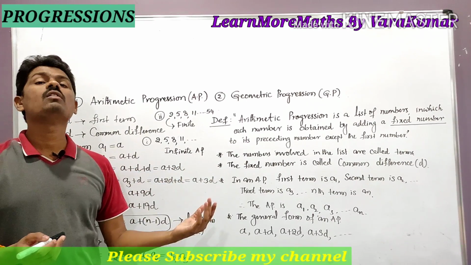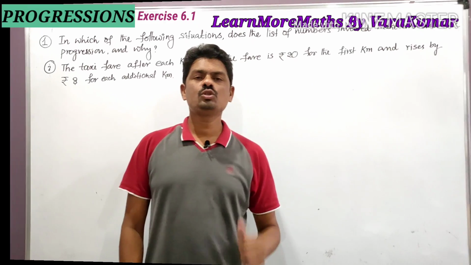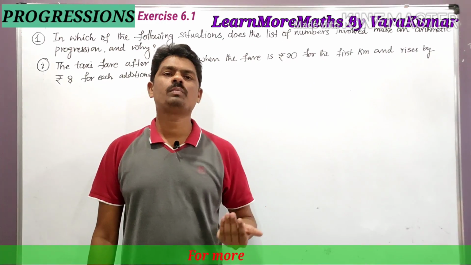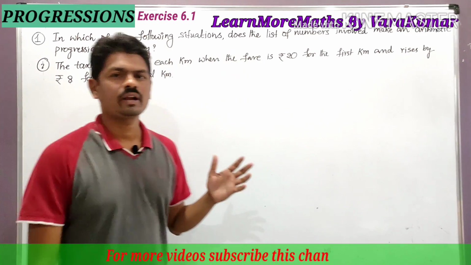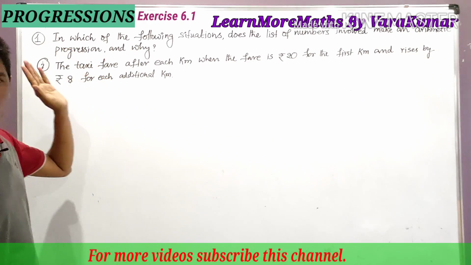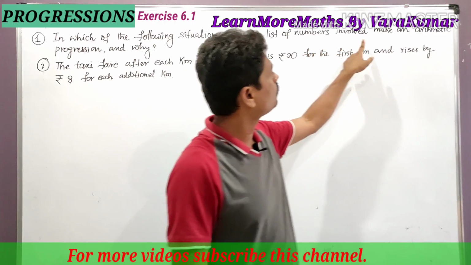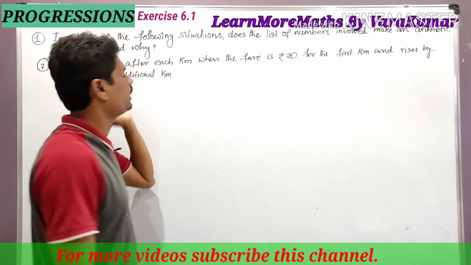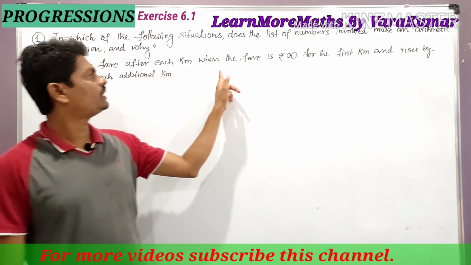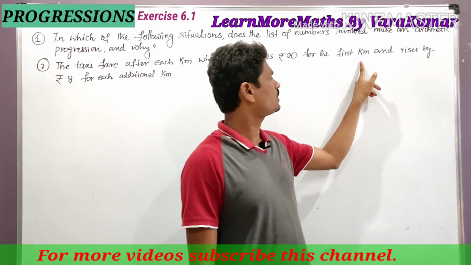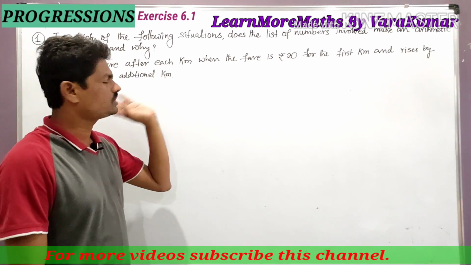Now we have to solve some problems related to the introduction of arithmetic progression. See, student, here we have to solve problems related to arithmetic progression. In exercise 6.1, the first problem he has given. See, student, what he is asking: in which of the following situations does the list of numbers involved make an arithmetic progression and why? The first one: the taxi fare after each kilometer, when the fare is rupees 20 for the first kilometer and rises by rupees 8 for each additional kilometer. So this is the situation.